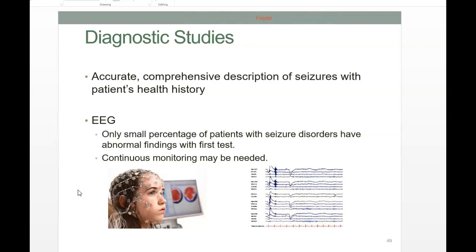So someone who's witnessing the seizure can give a comprehensive description. An EEG is typically used, but only a small percentage of patients with seizure disorders have abnormal findings with the first test. So they'll need to do continuous monitoring with an EEG to make sure that they're able to decipher any abnormal electrical activity.